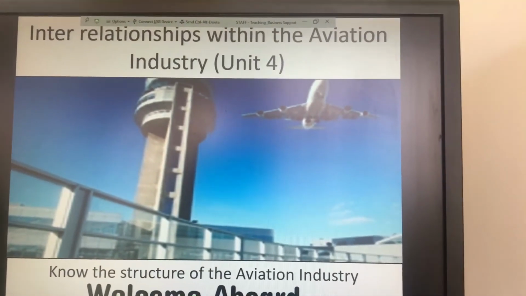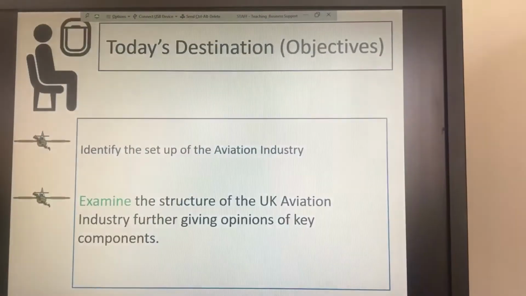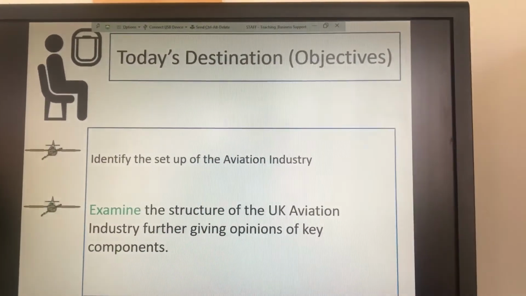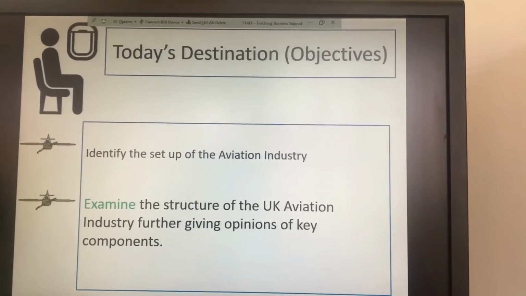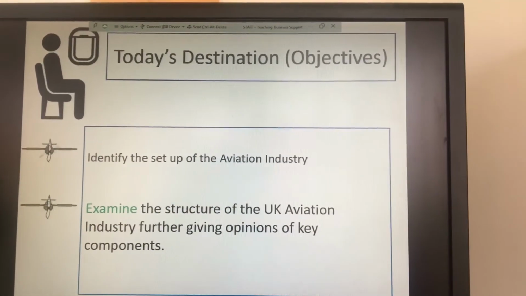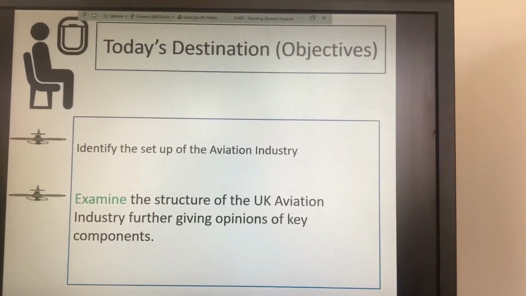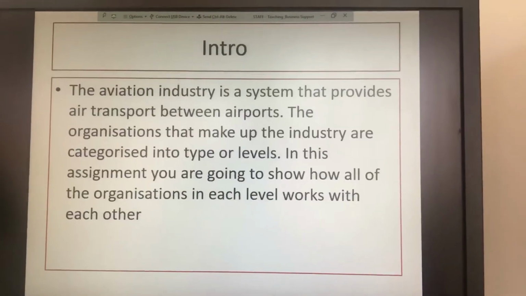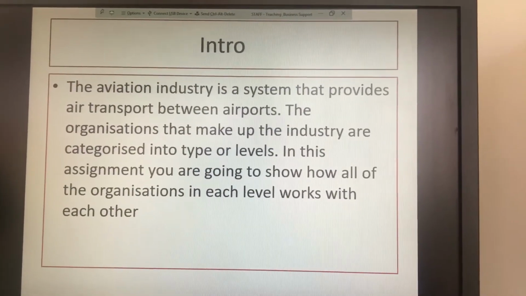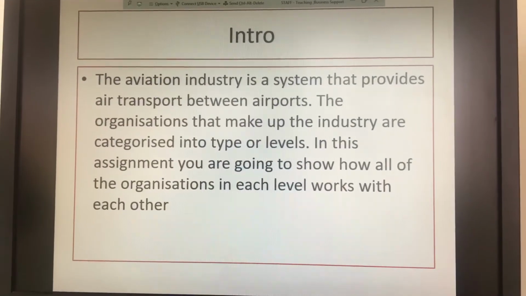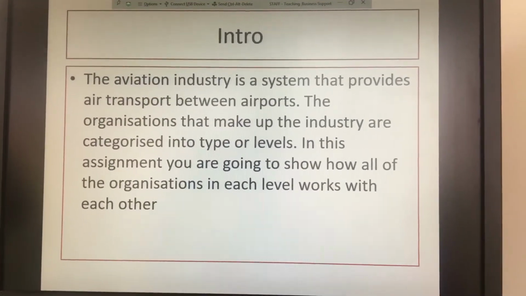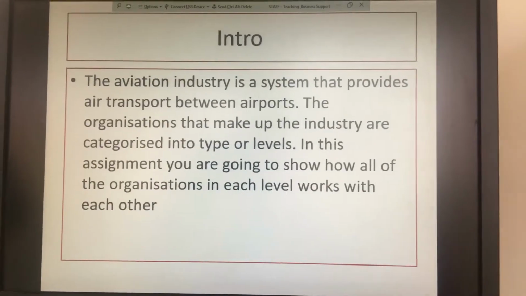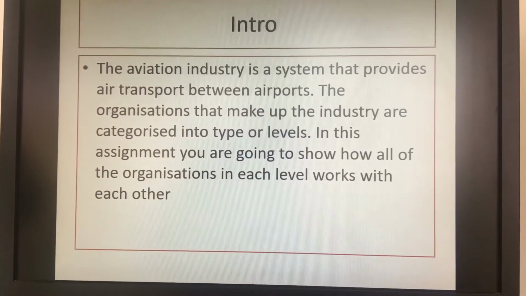It's Unit 4, so we're all done with conflict now. What Unit 4 is all about is how all of the different organisations that you've studied before, and you have studied quite a lot already this year, especially in Unit 1, how they all work together. Okay? So hence interrelationships. The whole idea of the assignment is that you've already looked at all of the different organisations and you've talked about what the organisations do.